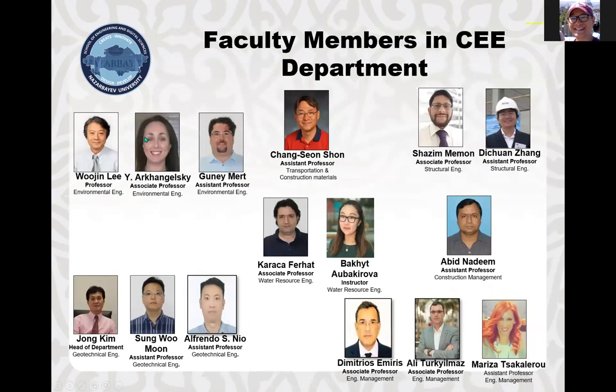All right. This slide shows our smart and intelligent faculty member list. As I mentioned, our department offers six different streams, and for each stream we have faculty members. For example, Professor Woo Jin Lee and Professor Elizabeth are all related to environmental engineering. Also Professor Jong Kim, our department head, is related to geotechnical engineering. Professor Moon and Alfredo are also related to geotechnical engineering. So for each of the six different disciplines, we have faculty members here, okay?